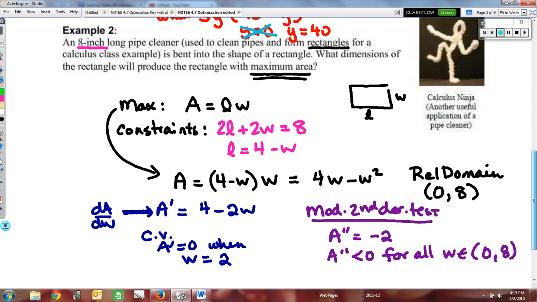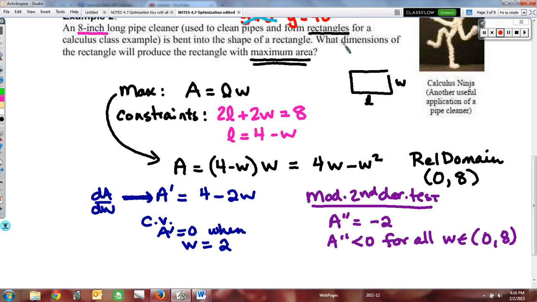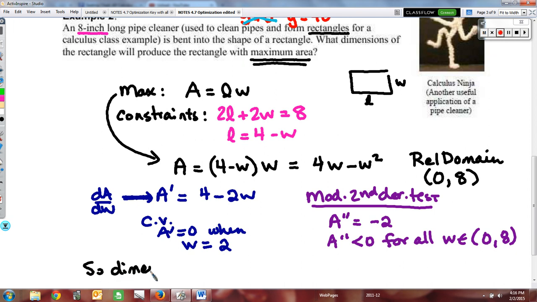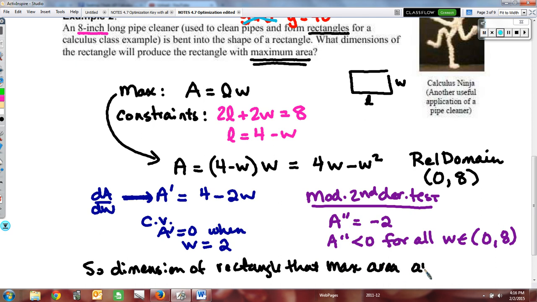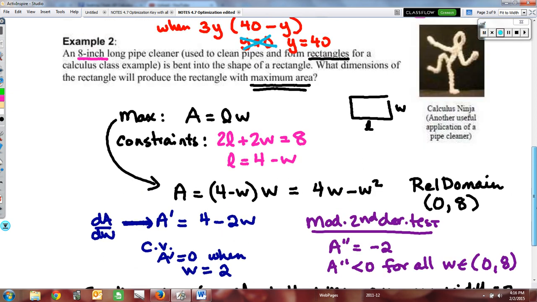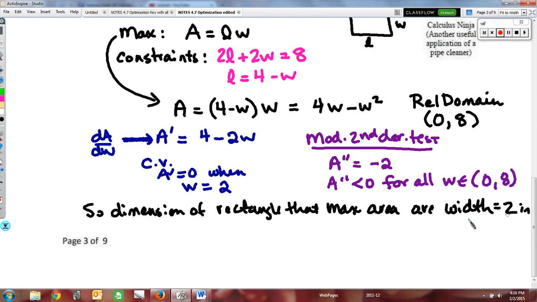Now let's answer our question. Let's see what they actually asked me to do. They want to find what dimensions of the rectangle. So the dimensions of a rectangle that maximize area are width equal to 2, what units are we in, because that's always important, 2 inches. And my length is going to be equal to 2 inches.